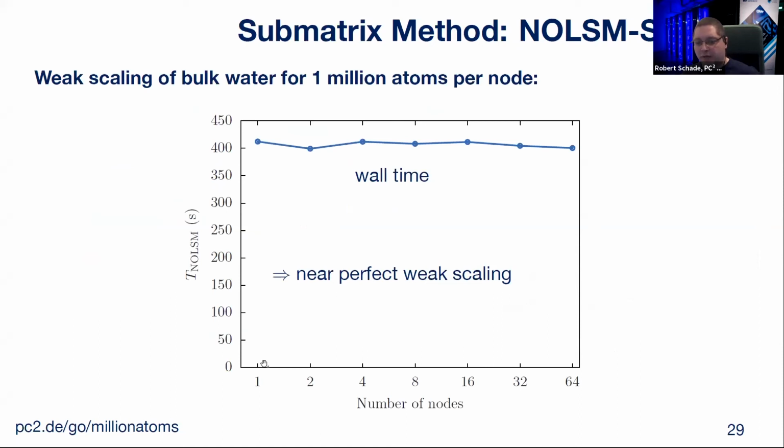Here on this graph, on the x-axis, you see the number of nodes. On the y-axis, the time for the core routines of the non-orthogonal local submatrix method. And here you see the wall time, which is essentially a horizontal line, which shows you that we have near perfect weak scaling with this method.